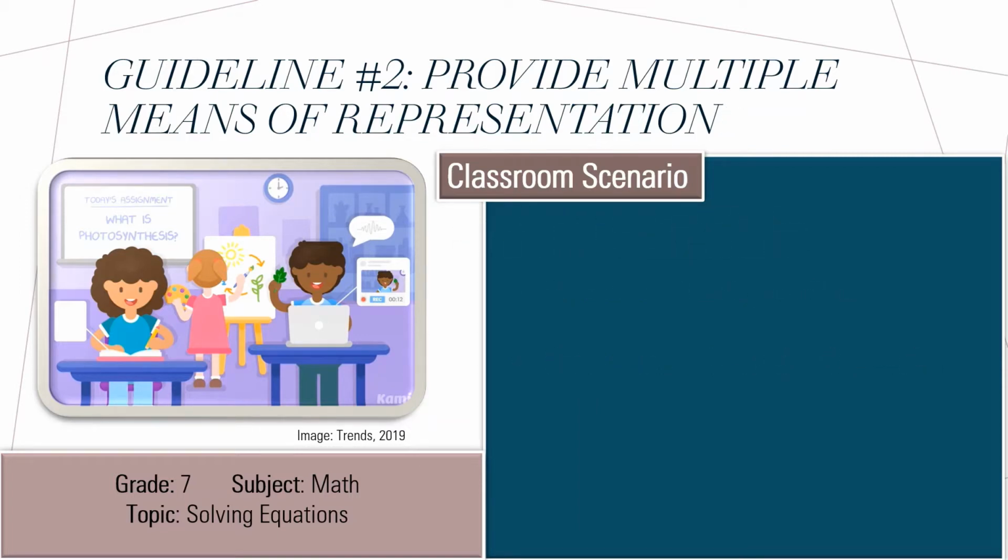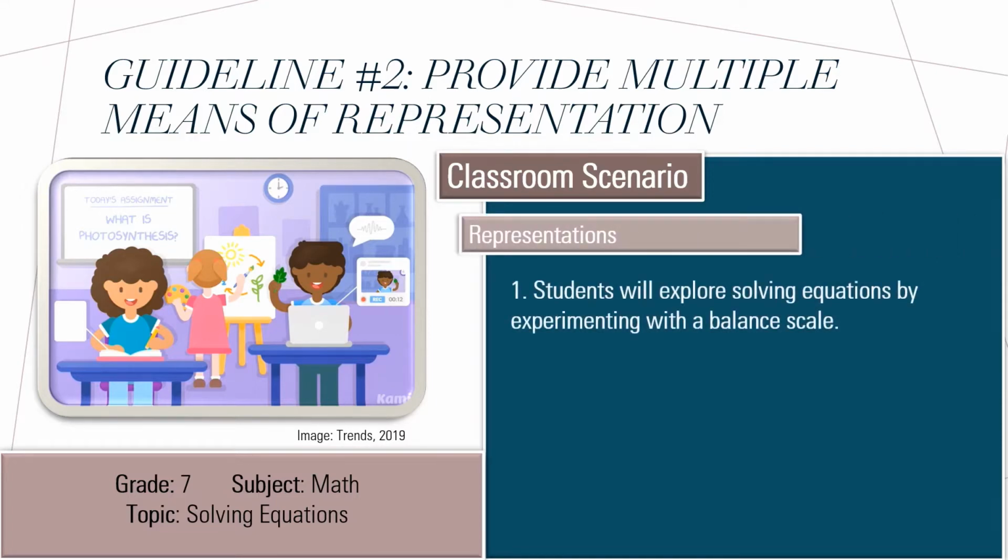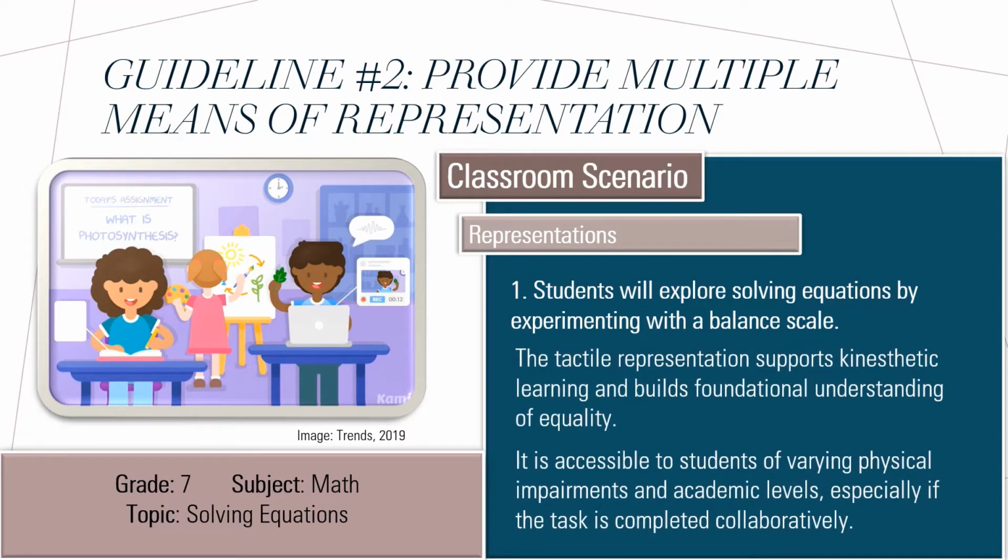A teacher can provide multiple means of representation. One way would be for students to explore solving equations by experimenting with a balance scale. This will support kinesthetic learning and build foundational understandings of equality, and is accessible to every type of student, regardless of physical impairments or their academic levels. Everyone can work together.